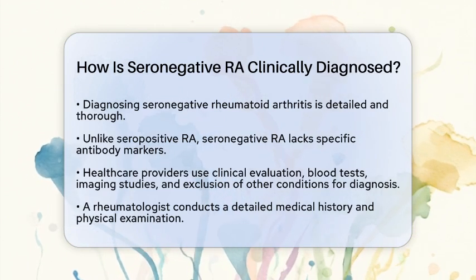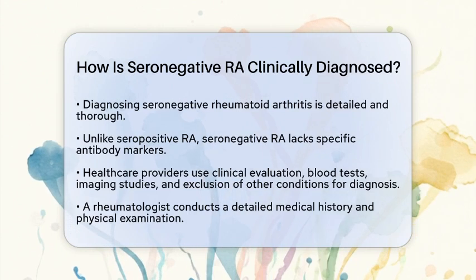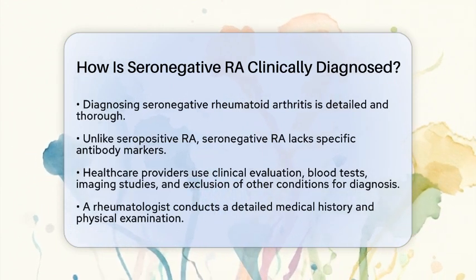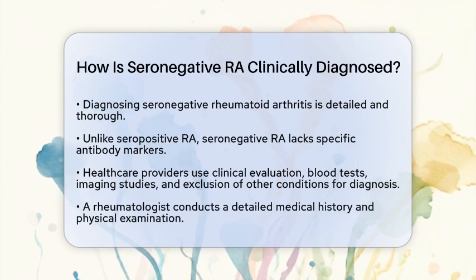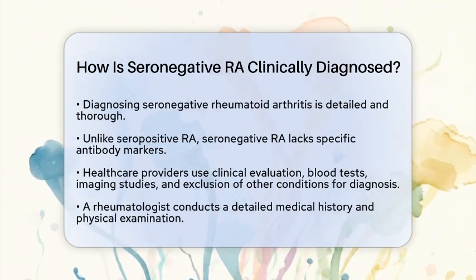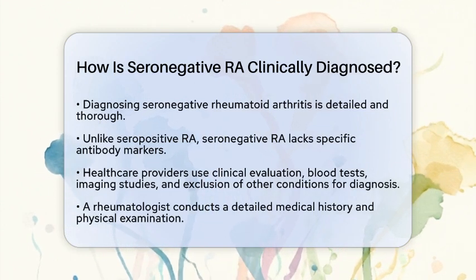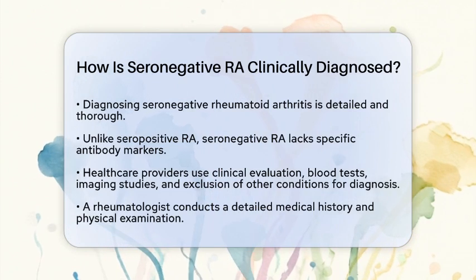This means that healthcare providers rely on a combination of clinical evaluation, blood tests, imaging studies, and the exclusion of other conditions to make an accurate diagnosis. First, a rheumatologist will conduct a detailed medical history and physical examination. They will focus on joint symptoms, looking for key clinical features.